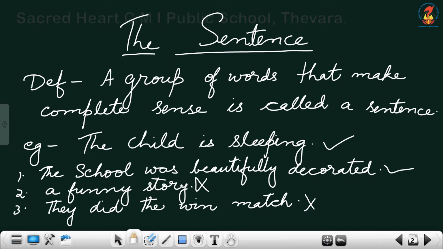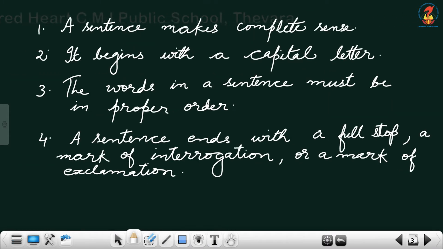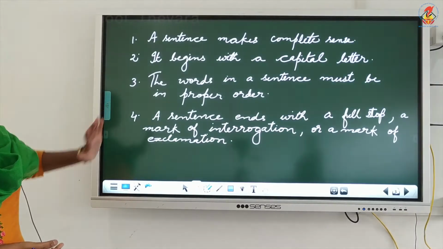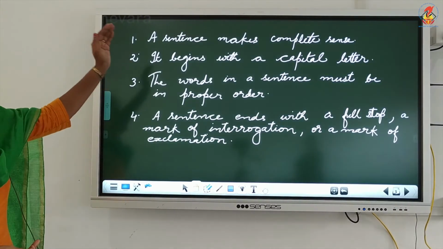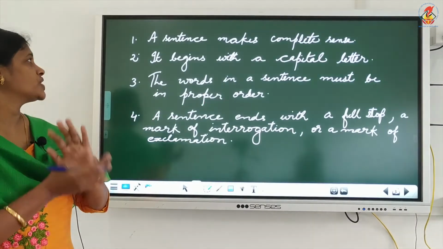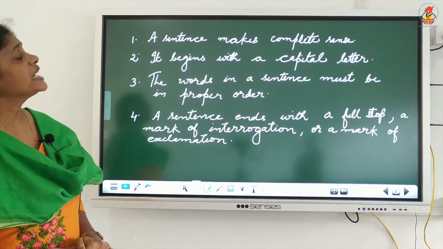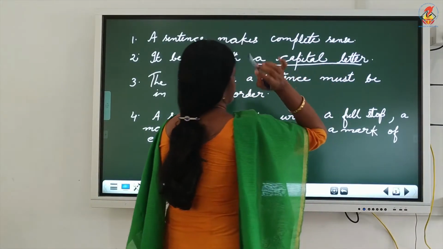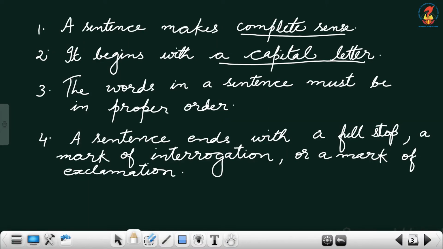Is it clear? Now, whenever you talk about a sentence, children, 4 things you have to keep in mind. What is that? A sentence makes complete sense. The words should be properly arranged. It begins with a capital letter. This is a must. It should begin with a capital letter. It should make complete sense. The words in a sentence must be in proper order. The words should be arranged in a proper order.